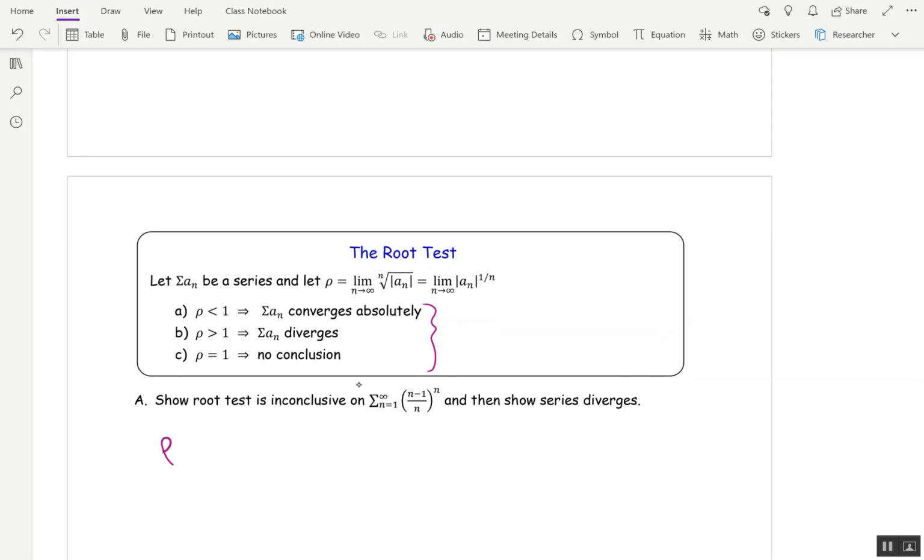Let's do limit as n goes to infinity. I want the absolute value of the nth term. Whoops, it's n minus 1.